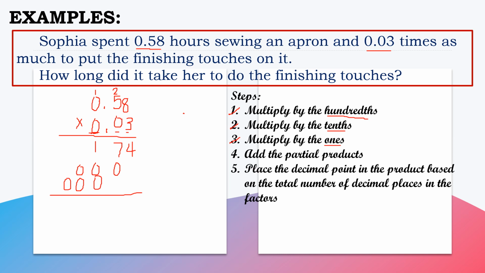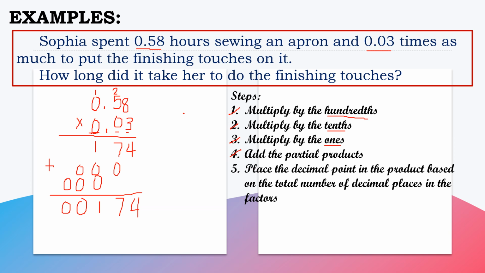So, now let's proceed to the fourth step, which is adding the partial products. Alin ba yung partial products natin? Ito yun. Itong tatlo. So, ipa-plus natin. So, bring down 4. 7 plus 0 is 7. 1 plus 0 plus 0 is 1. 0 plus 0 is 0. And bring down 0.